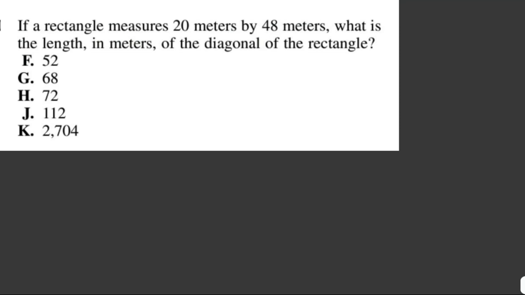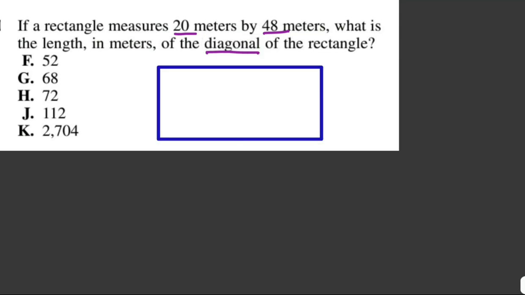If a rectangle measures 20 meters by 48 meters, what is the length in meters of the diagonal of the rectangle? We're given the measures of a rectangle, the width and the length, and we are asked for the length of its diagonal. Let's say this is the rectangle, and this is the width, which is 20 meters, and the length, which is 48 meters. And then we are asked for the length of the diagonal.